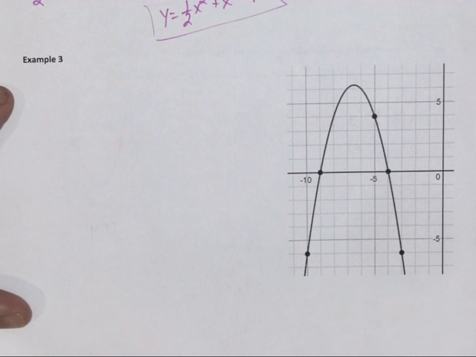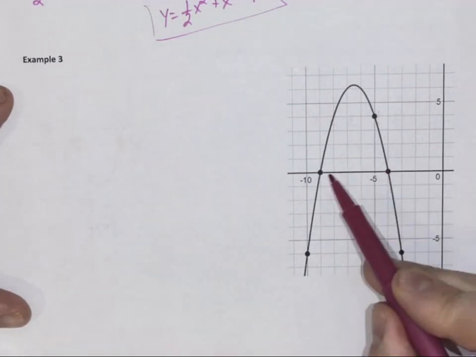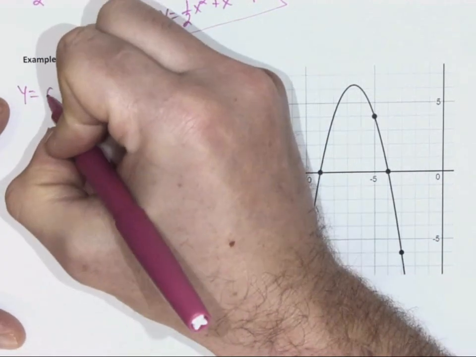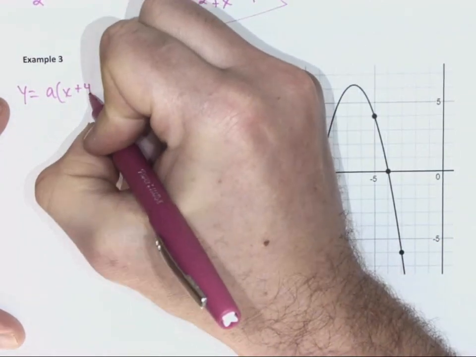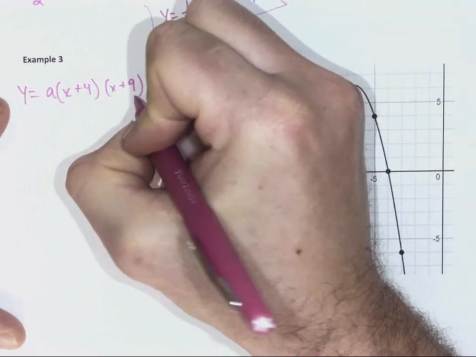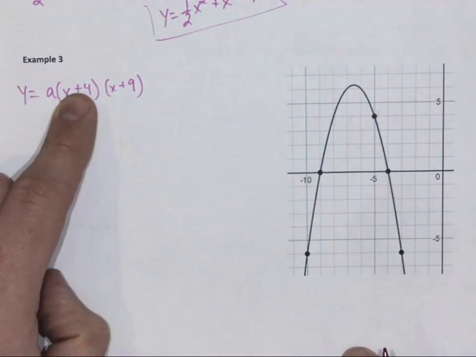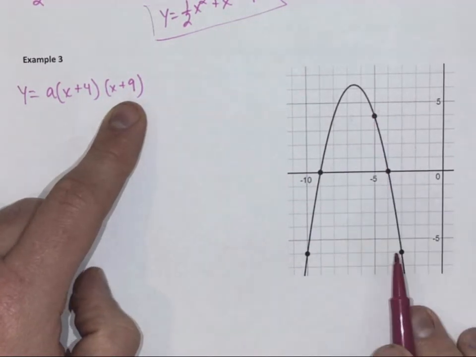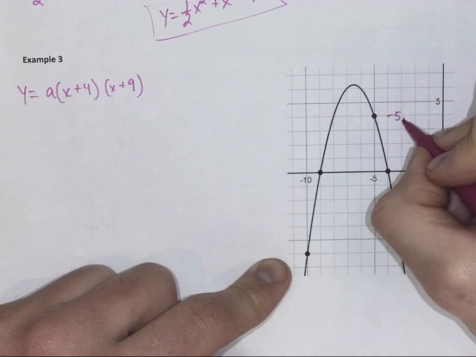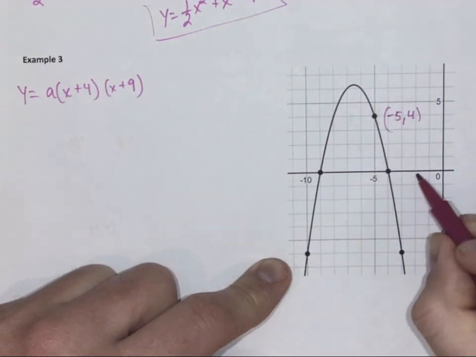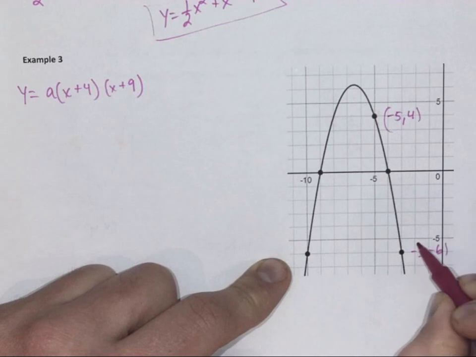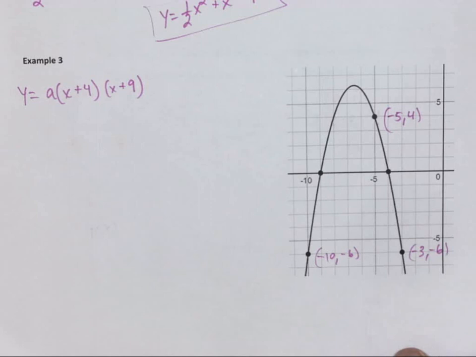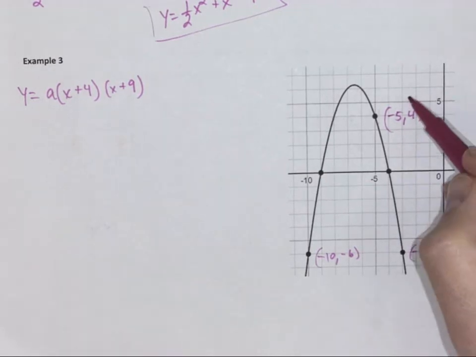Again, I look at the x-intercepts, negative 4 and negative 9. Negative negative 4 is positive 4, negative negative 9 is positive 9. I can use any other point. This one, negative 5, 4. This one, negative 3, negative 6. This one, negative 10, negative 6. Any one of these points will do. I'm going to choose that one.